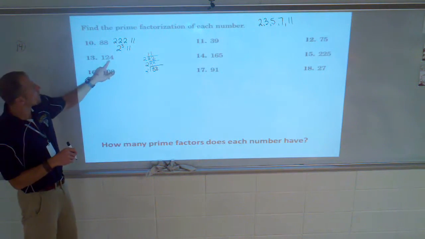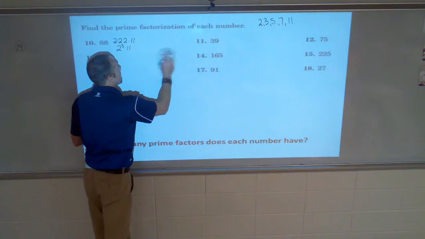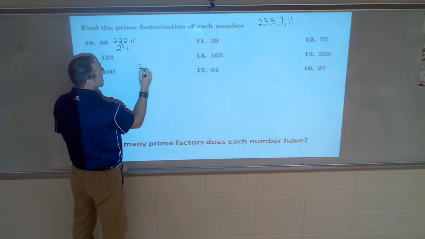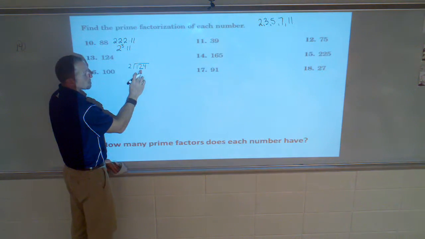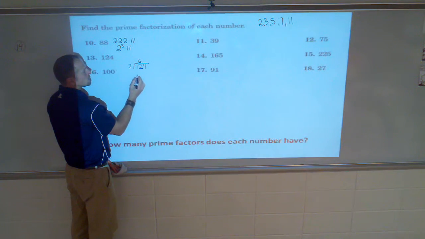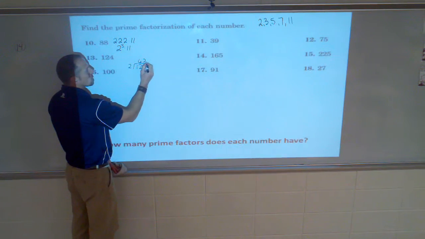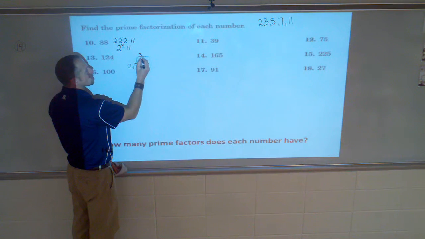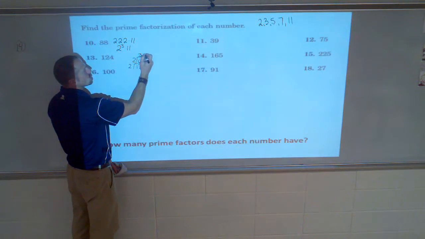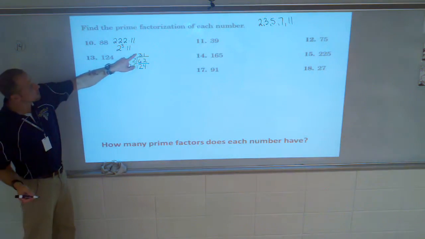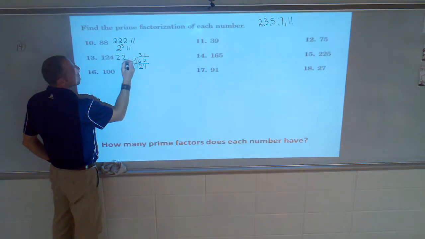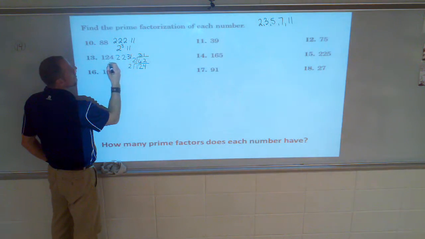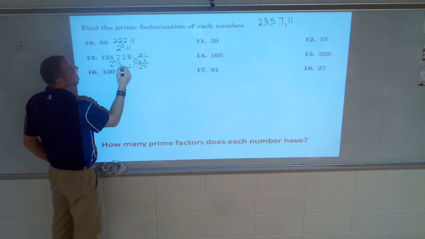If I do 124 right here, I'm going to start with 2. 2 goes into 12 6 times. 2 goes into 4 twice. 2 goes into 6 3 times. 2 goes into 2 1 time. And 31 is a prime number. So 124 is 2 times 2 times 31, or 2 squared times 31.